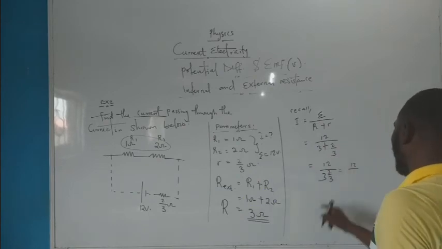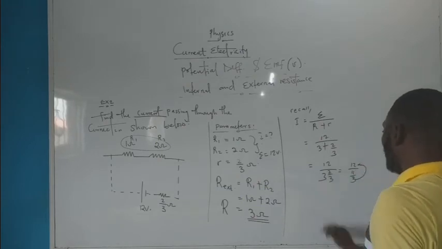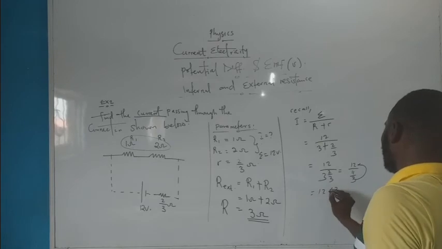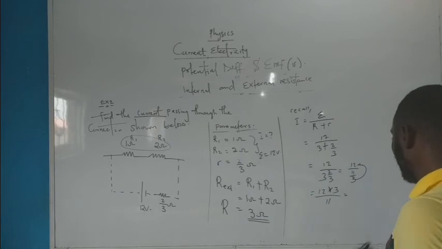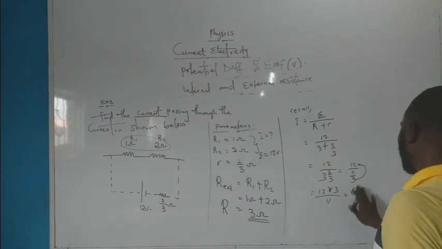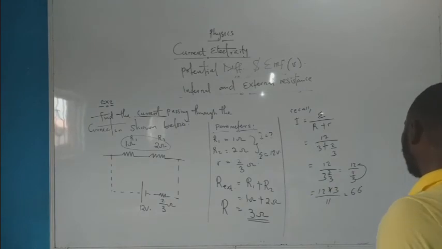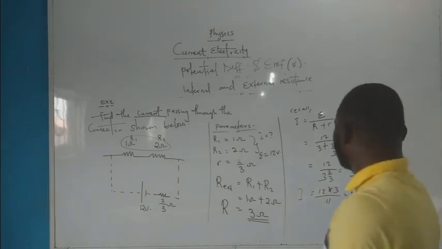12 upon 9 over 3 plus 2 over 3, which is 11 over 3. Taking this up, that becomes 12 times 3 over 11, which gives 36 over 11, not 66. I said 66 over 11, that would be 6 amps, but look at this again.